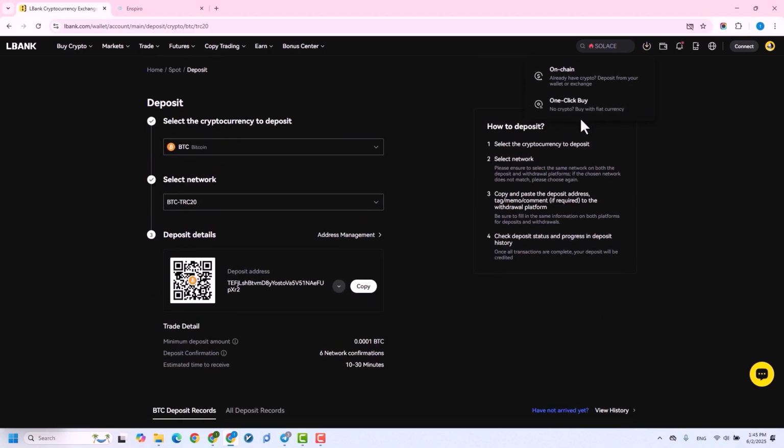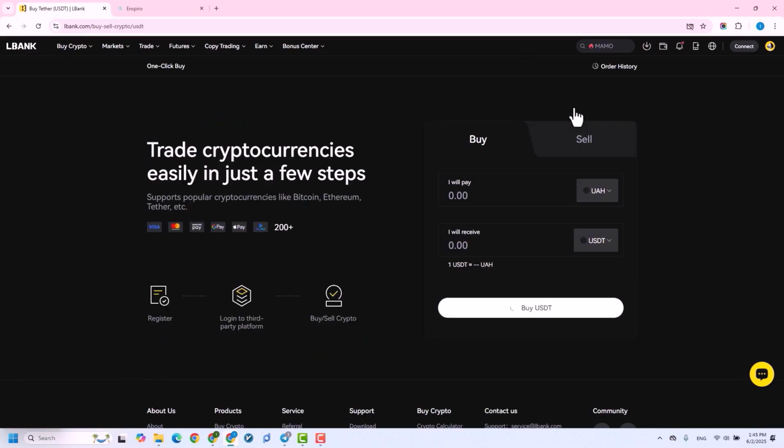The next option is one-click buy, which allows you to directly purchase crypto using fiat currencies such as dollars, euros, rials, etc. through a bank card and intermediary payment services if you don't already have any cryptocurrency. This method is very convenient for new users and does not require transferring from an external wallet.